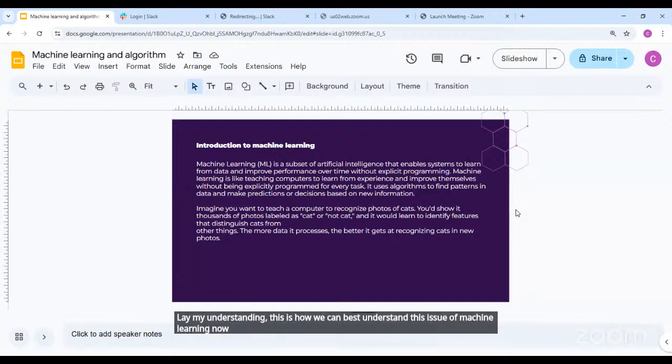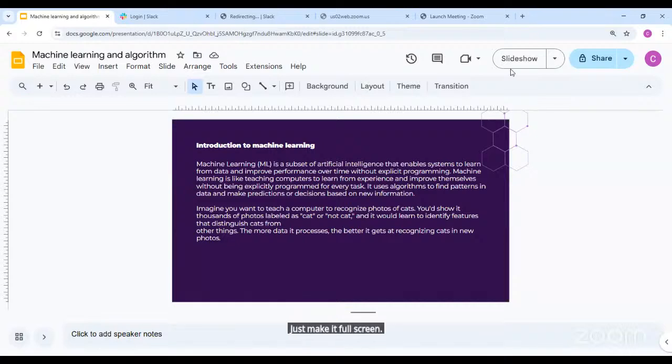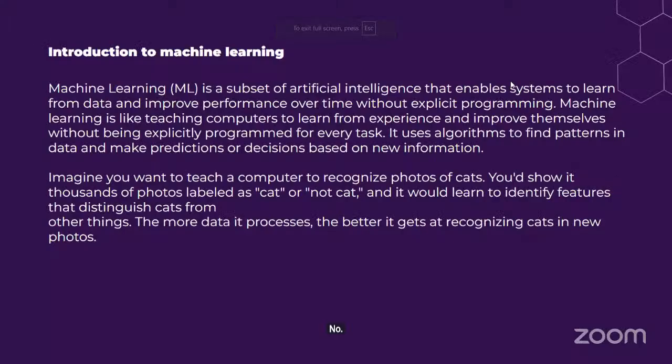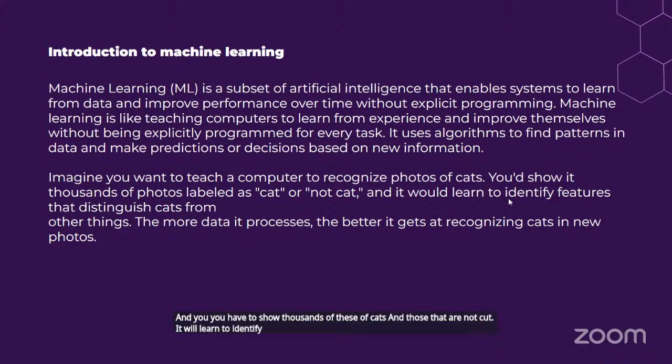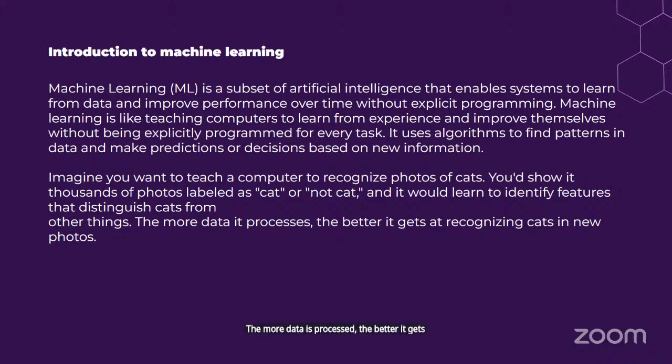Now, imagine you want to teach a computer to recognize photos of cats, for instance, and you have to show thousands of pictures of cats and of things that are not cats. It will learn to identify features and distinguish cats from other things. Now, the more data is processed, the better it gets at recognizing that okay, this is actually a cat or not a cat.